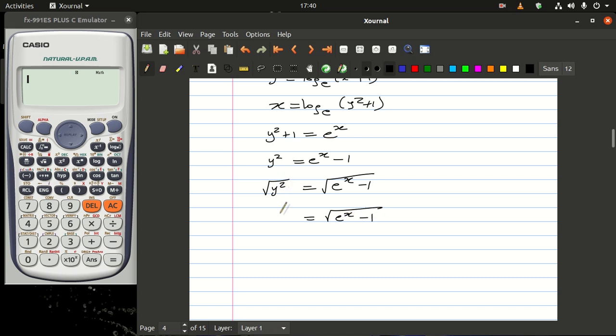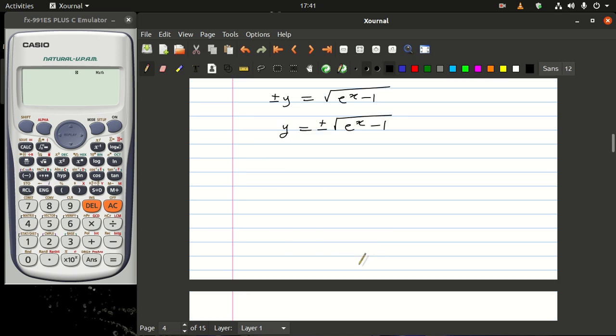But if you look carefully into that, this is just the same as y, which is the same as plus or minus y, which is equal to the square root of e to the power x minus 1. And then secondly, if you look carefully on this side, you will find out that you will end up having y is equal to plus or minus the square root of e to the power x minus 1. Now, when is this square root going to be defined? Remember that this just means that the inverse of x is supposed to be equal to plus or minus the square root of e to the power x minus 1.